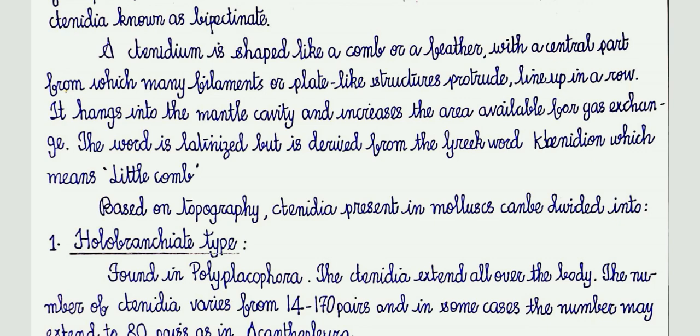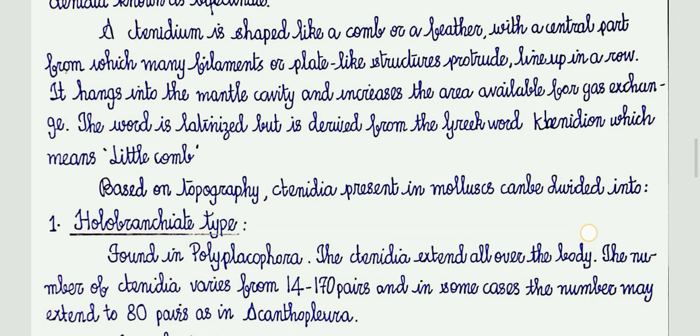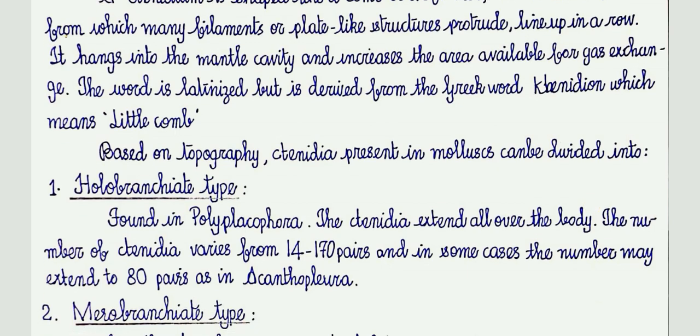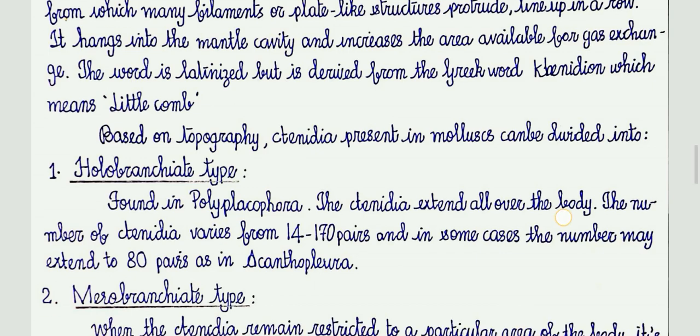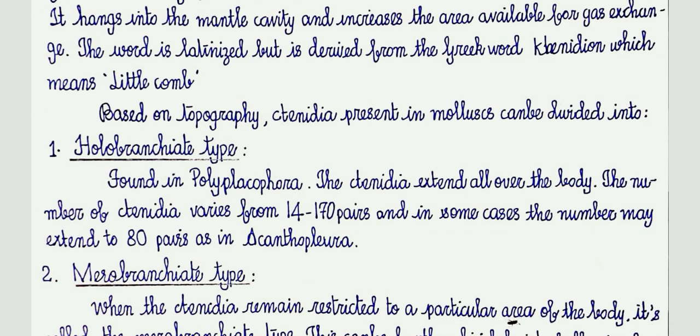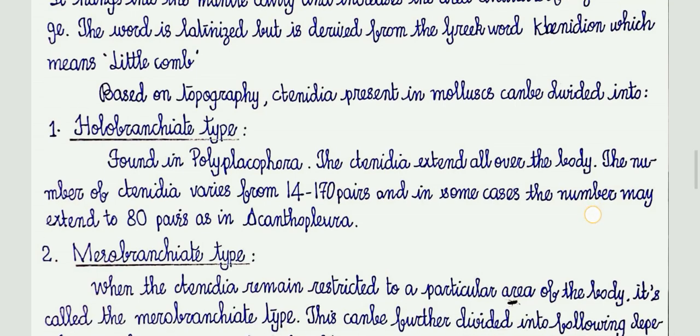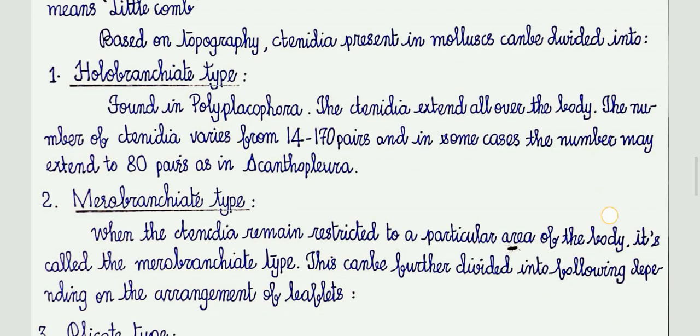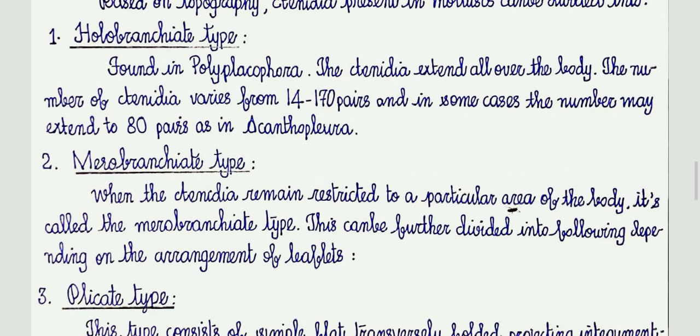Based on topography, ctenidia present in mollusks can be divided into the holobranchiate type, like that found in Polyplacophora. The ctenidia extend all over the body. The number of ctenidia varies from 14 to 170 pairs, and in some cases, such as Acanthopleura, the number may extend to 80 pairs.